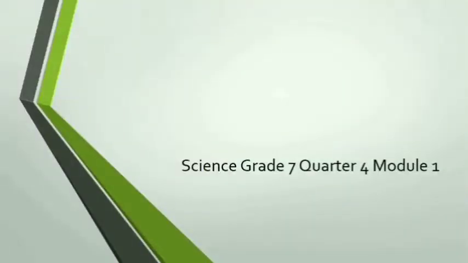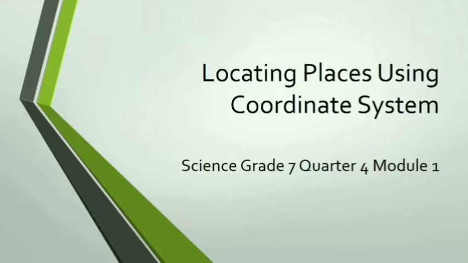Welcome to Science Grade 7 Quarter 4, Module 1. In this video lesson, we are going to study how we can locate places on Earth using a coordinate system. We will also conduct a review on the imaginary lines that can be found on a map and a globe. And using those imaginary lines, we are going to locate places on Earth. Let's begin.